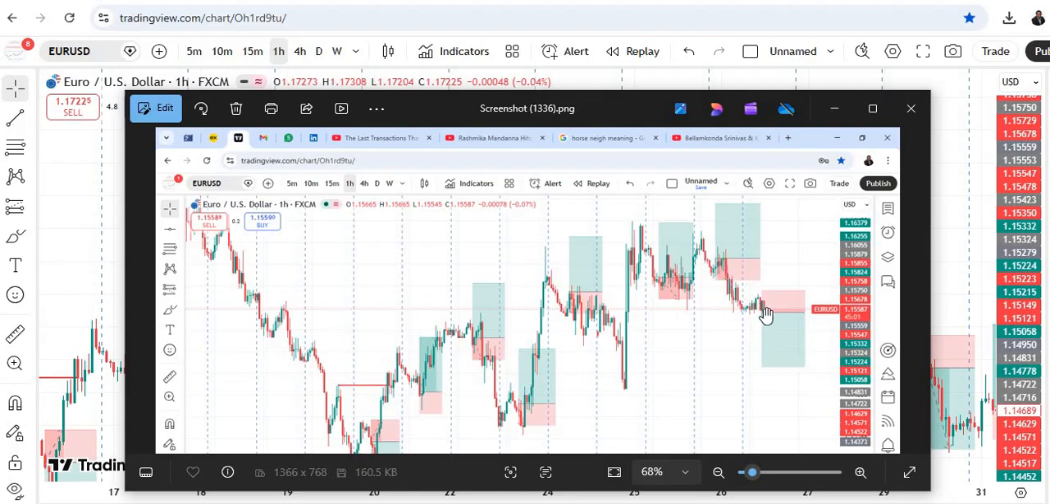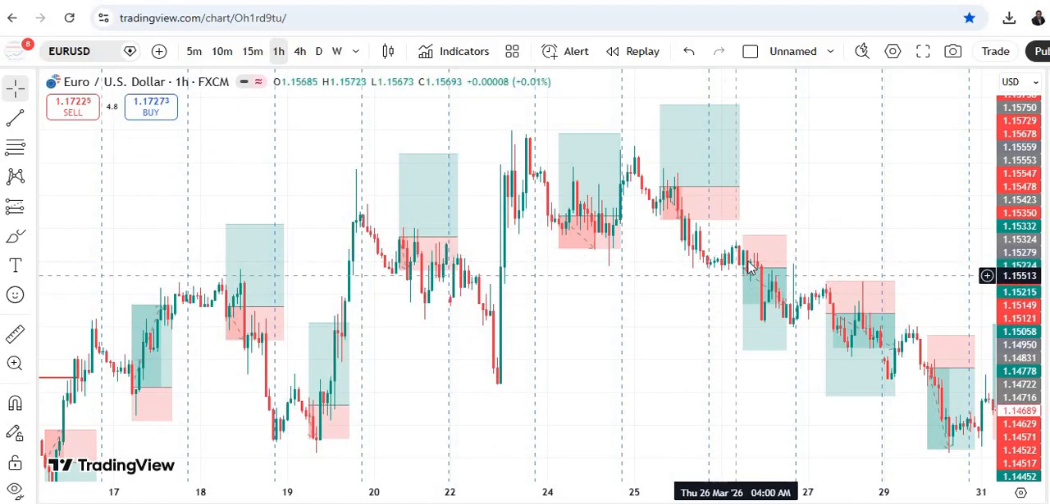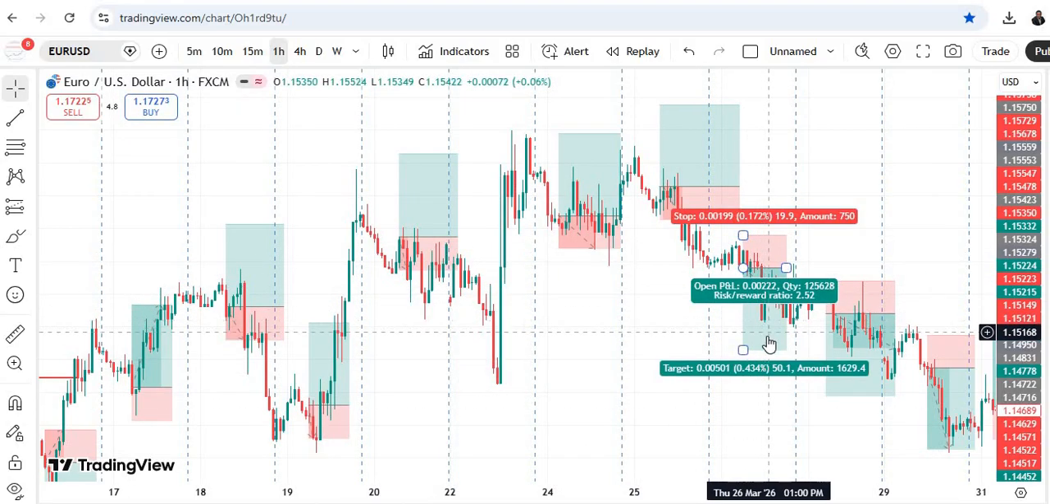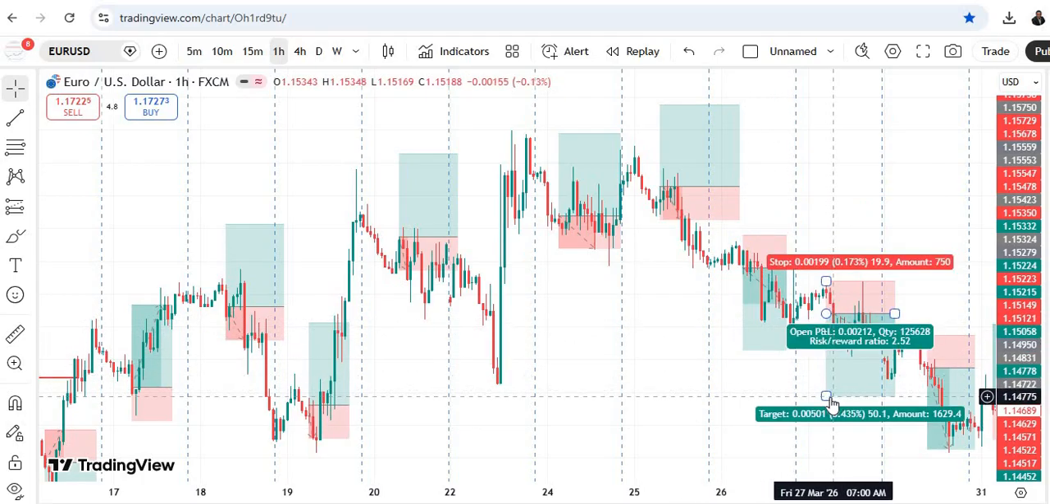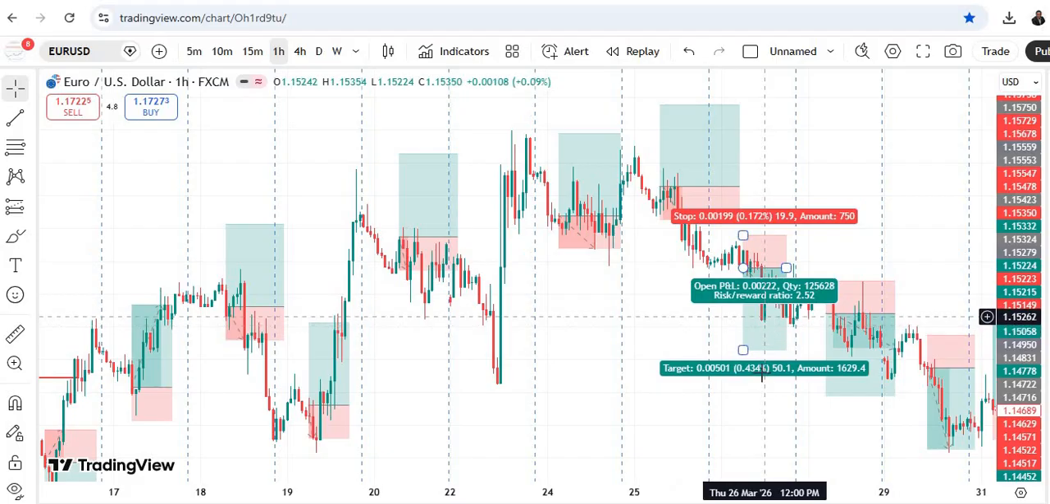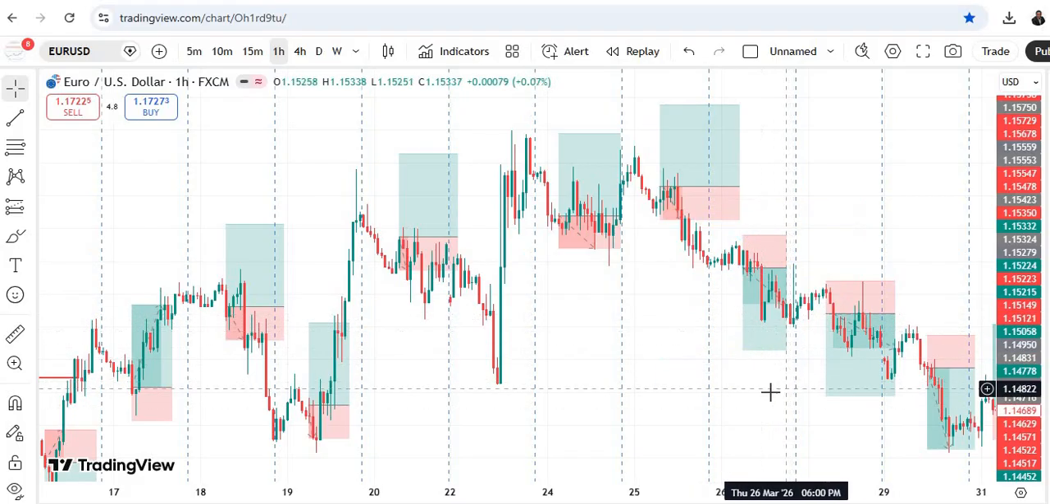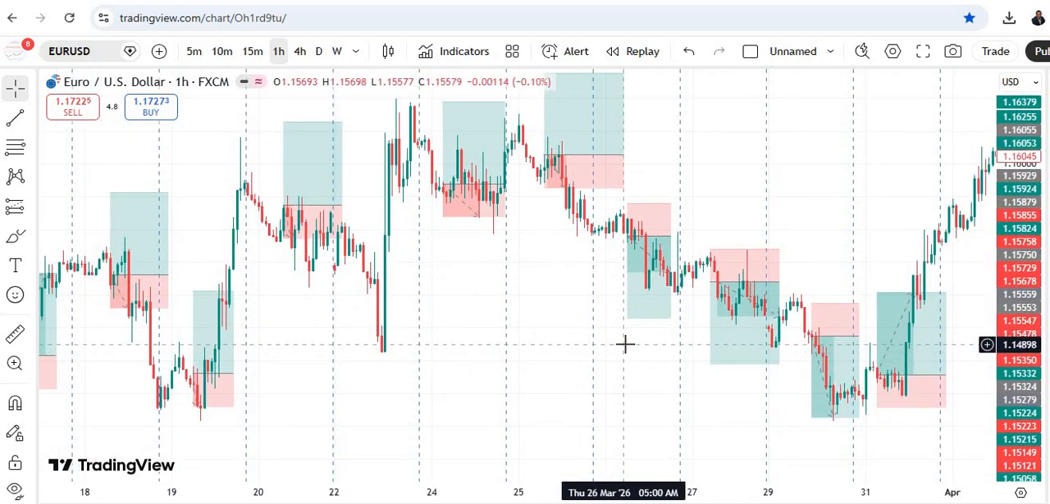So I entered a sell here. So let's see what we have. I entered a sell here and price went my way, but I closed manually. So I was able to get like 30 something pips here before I closed, and that was on Thursday.